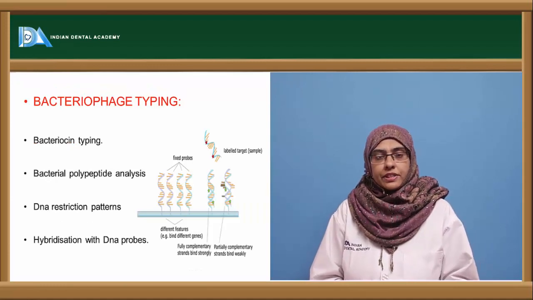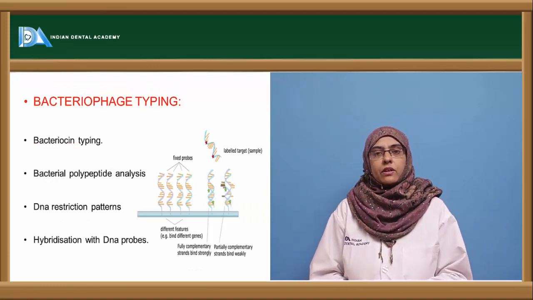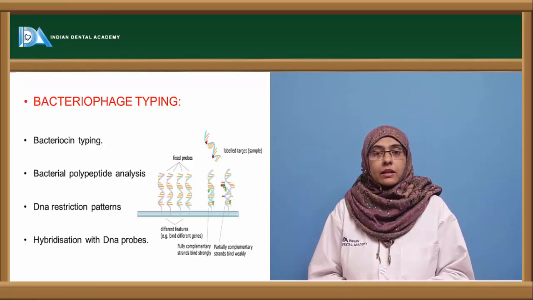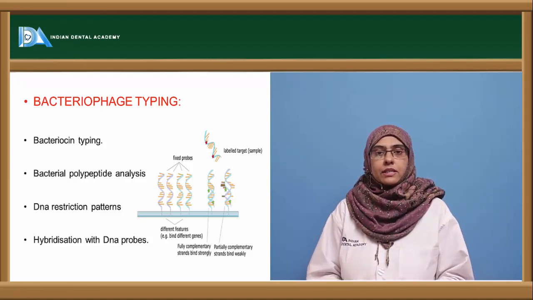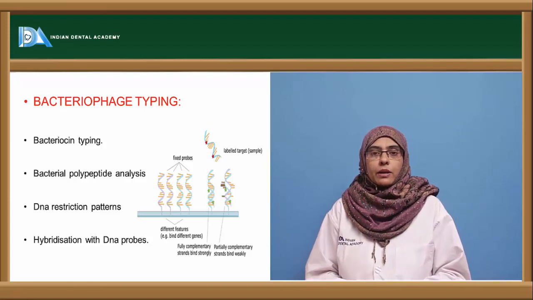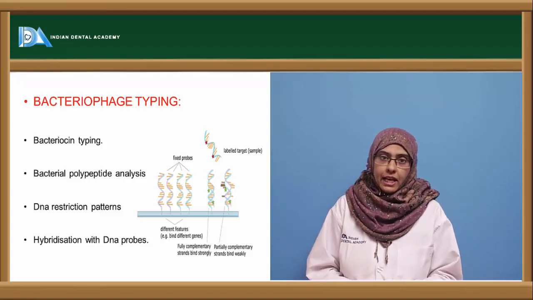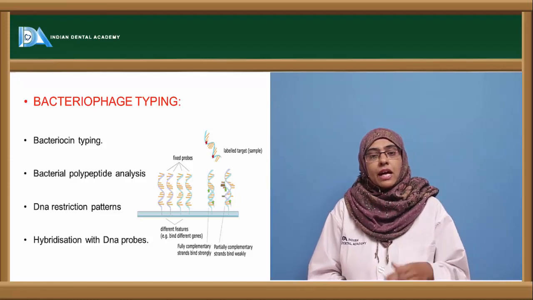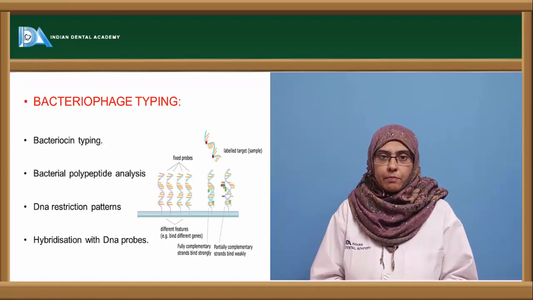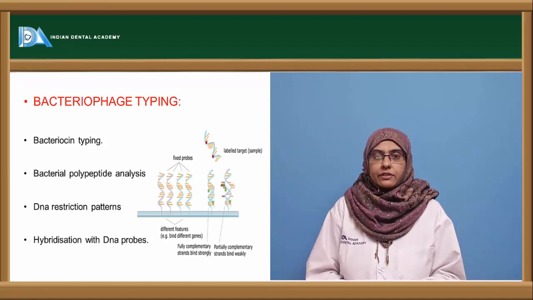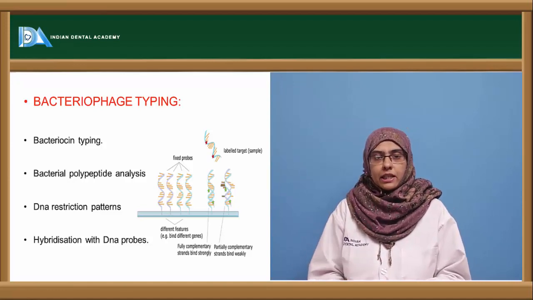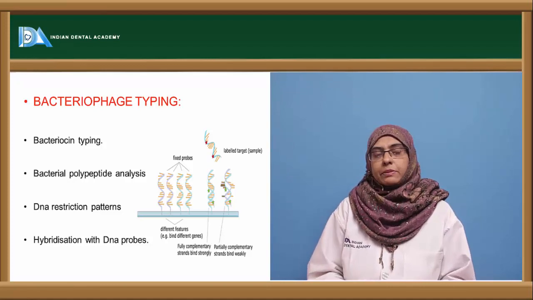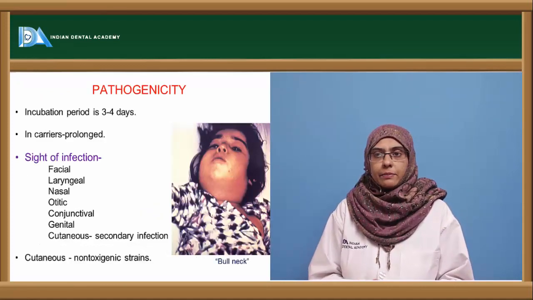Apart from bacteriophage typing, you can also type the organism based upon the bacteriocin present in the organism, which is called bacteriocin typing, or bacterial polypeptide analysis, which is a more sophisticated way to type the organism, and DNA restriction patterns or hybridization with a DNA probe. All these involve DNA and are called the molecular typings.